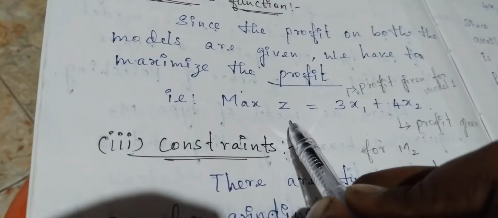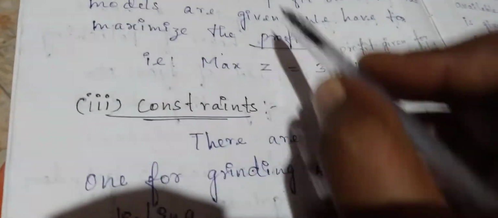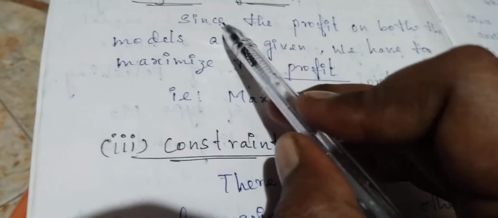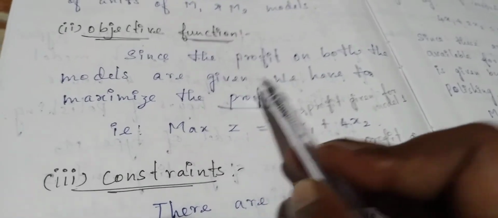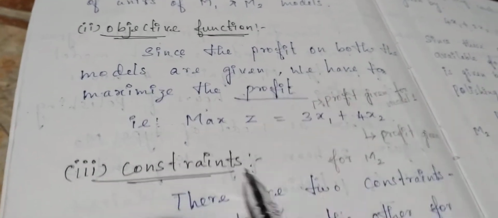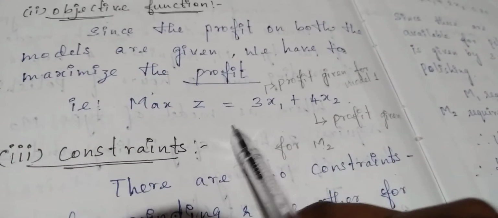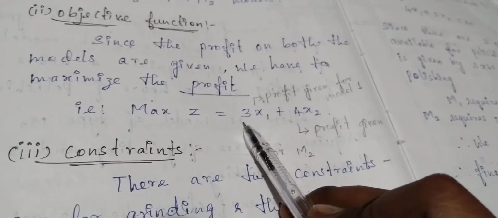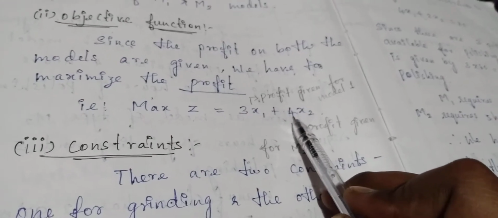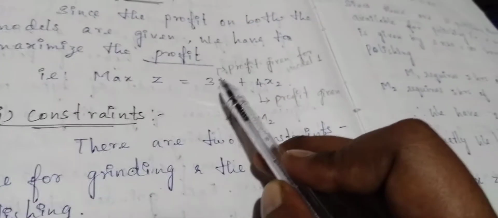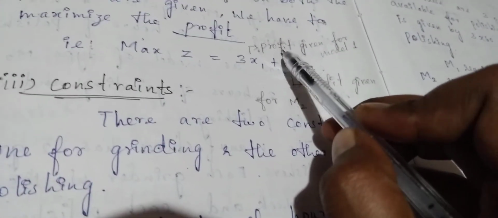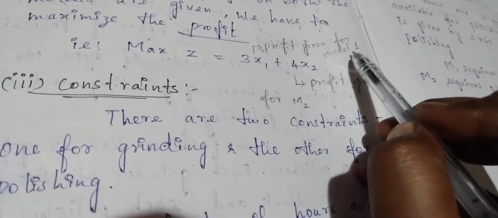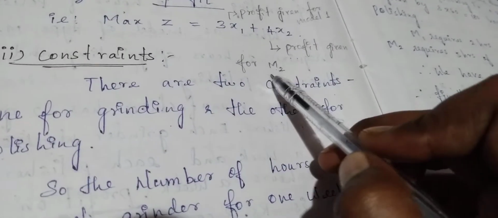This is very important. We need to mention whether it is minimum or maximum in the objective function. So since the profit on both the models are given, we have to maximize the profit. So that is maximum of Z equal to, for M1 3 rupees, M2 4 rupees. That's why we are writing like this. So 3x1 plus 4x2. So here you can see I have written like this: profit given for M1 model and profit given for M2 model.